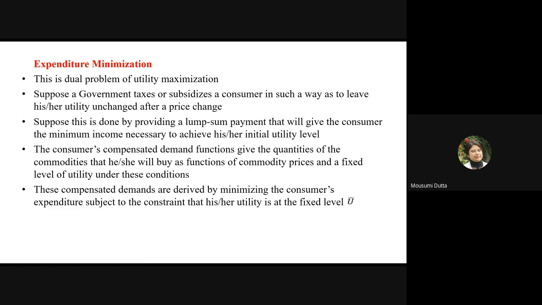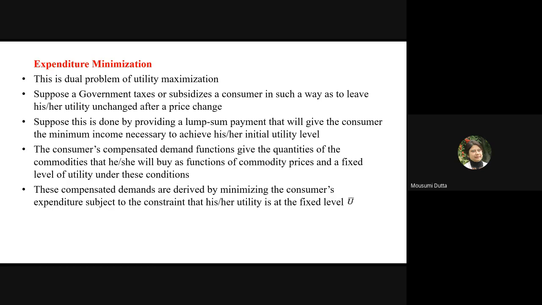So suppose a government taxes or subsidizes a consumer in such a way as to leave his or her utility unchanged after a price change. In other words, we have a fixed level of utility, or a specific indifference curve. Even after the change in relative price, the consumer will like to remain on that indifference curve. So this is the idea.